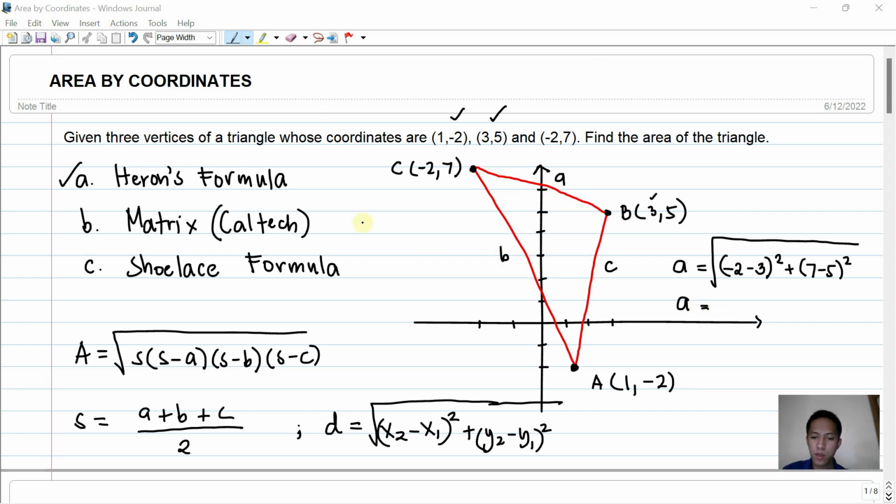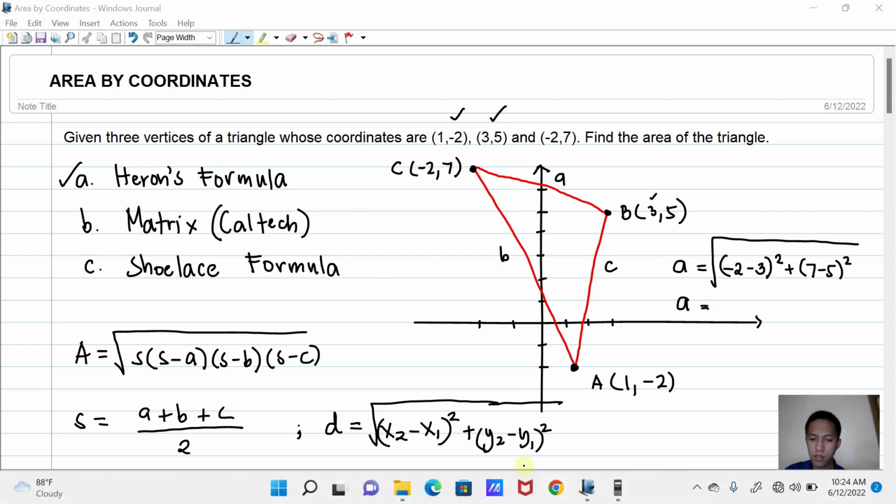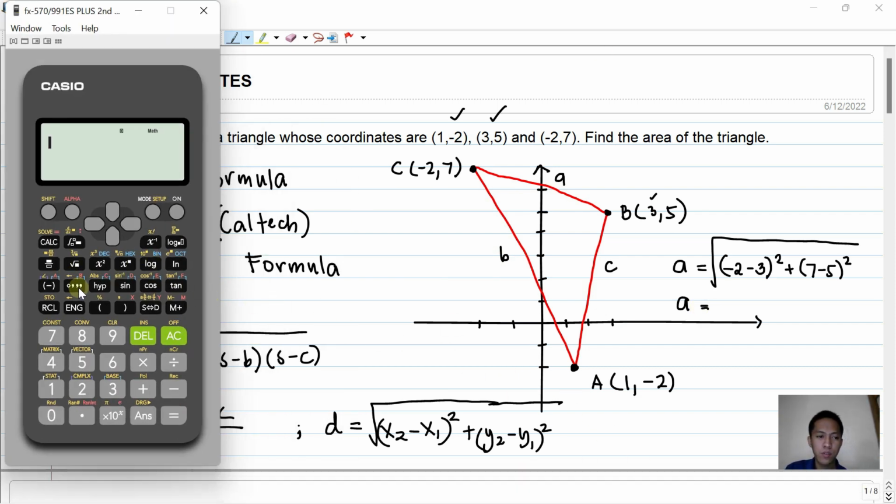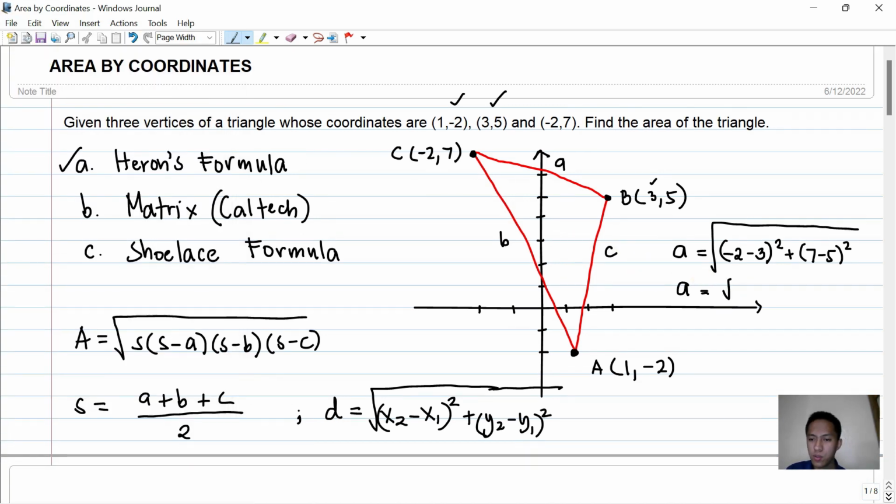A. So using our calculator to solve that, we have the square root of negative 2 minus 3, squared, plus 7 minus 5, quantity squared. So that equals the square root of 29. Okay, so take note lang natin yung value ng ating side A.